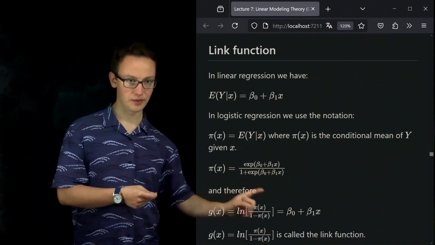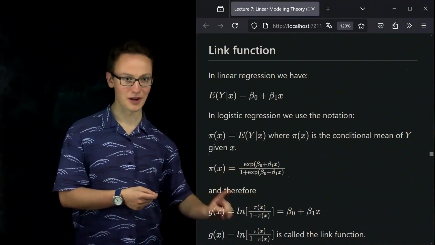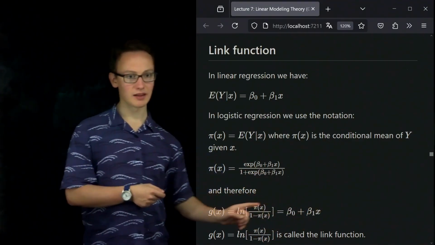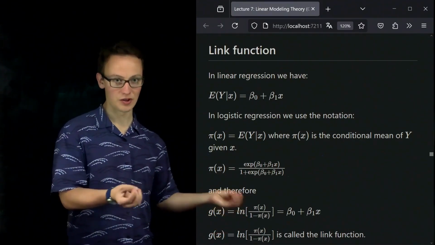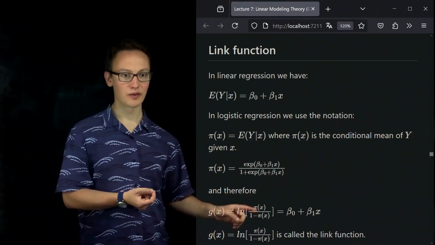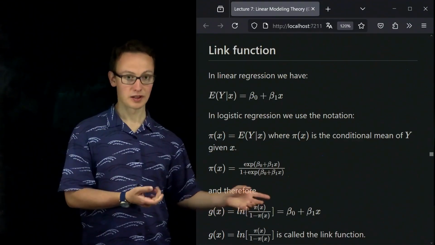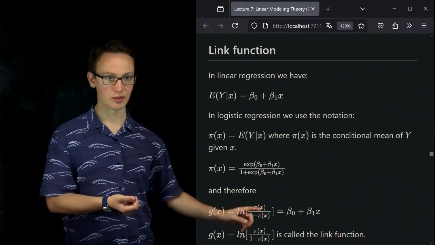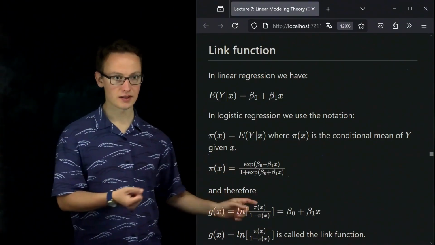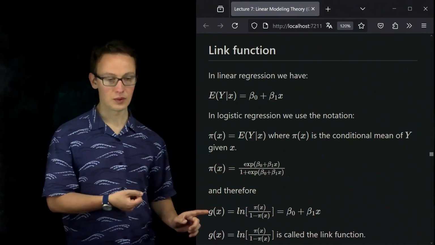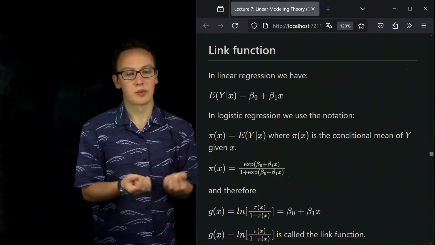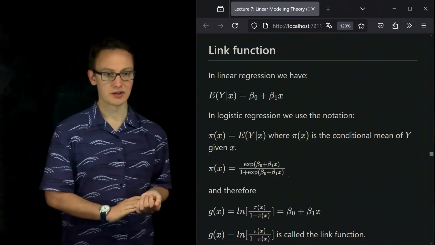And if we solve this formula for beta 0 plus beta 1x, we will get this as a result, right? So the logit function that we've seen also previously: the logarithm of the predicted probability divided by 1 minus the predicted probability. That is our log odds, aka logits, and this we can think of as a function g of x. And this g of x is precisely what we call our link function here for logistic regression.